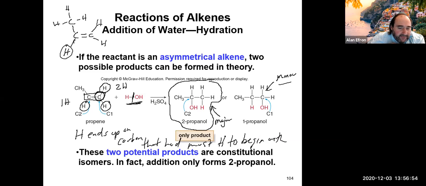And the same thing happens. Double bond becomes a single bond. The difference is we're going to add our hydrogen specifically to the one that had more hydrogens to begin with, and the OH would end up on the other one. And again, that would give you your major product in a reaction such as this. Any questions on that there?